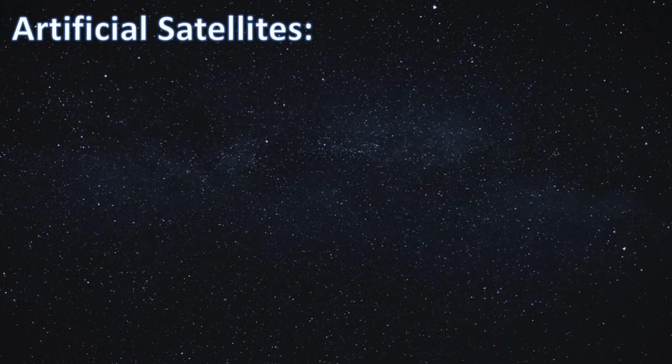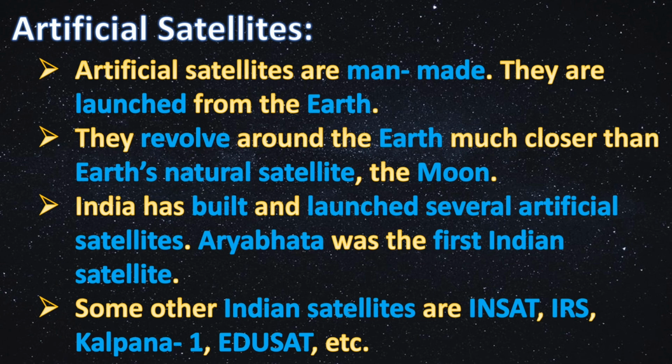Artificial satellites. Artificial satellites are man-made. They are launched from the Earth. They revolve around the Earth much closer than the Earth's natural satellite, the Moon. India has built and launched several artificial satellites. Aryabhatta was the first Indian satellite. Some other Indian satellites are INSAT, IRIS, Kalpana 1, EduSat, etc.